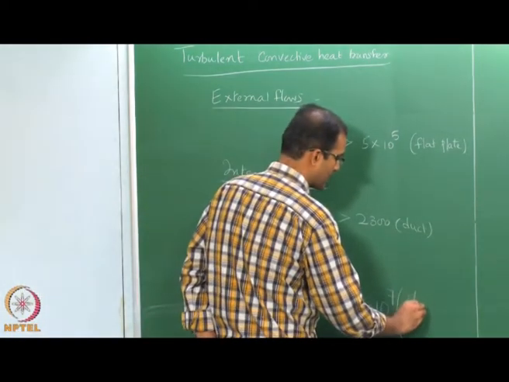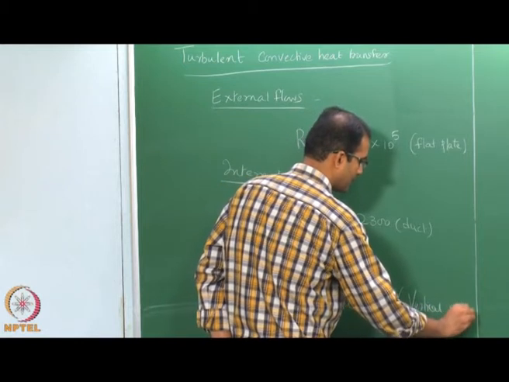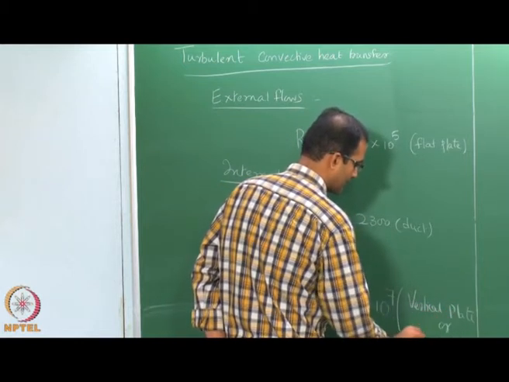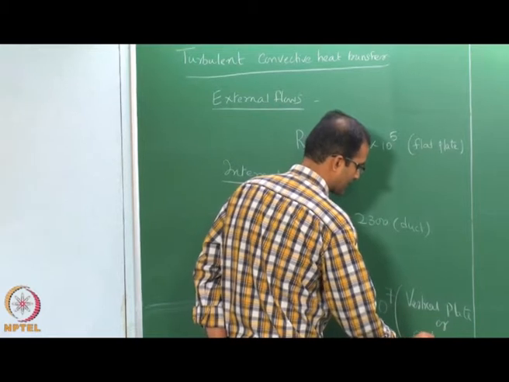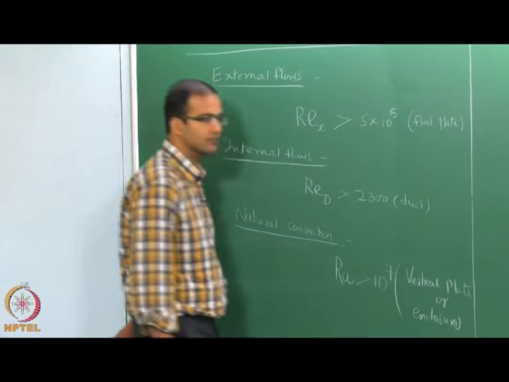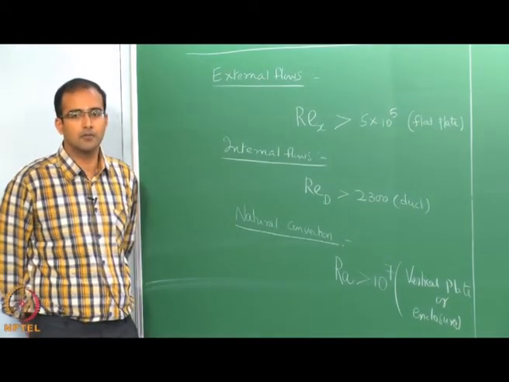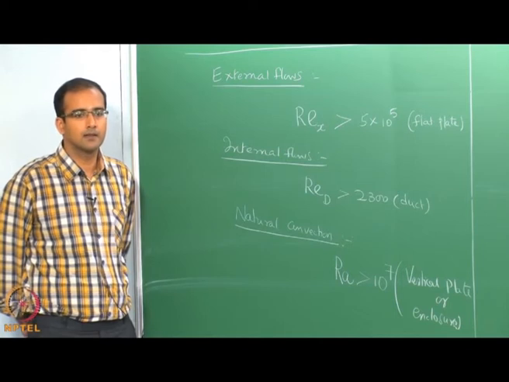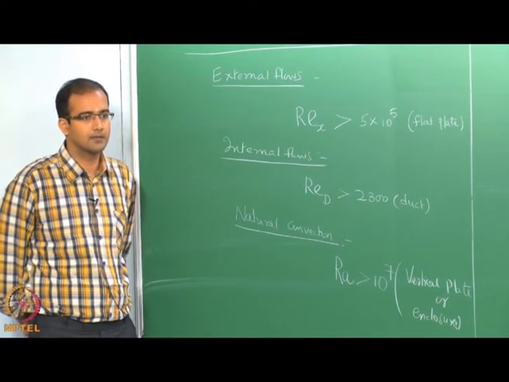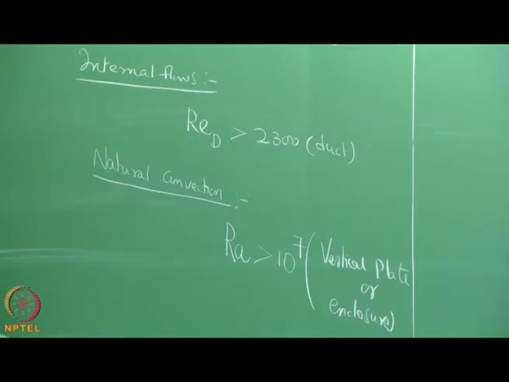So, this could be a vertical plate or an enclosure, a cavity. This is the natural convection in a cavity. That is why in the project I have asked you to work at Rayleigh numbers less than 10 power 7; up to 10 power 6 it is still laminar.